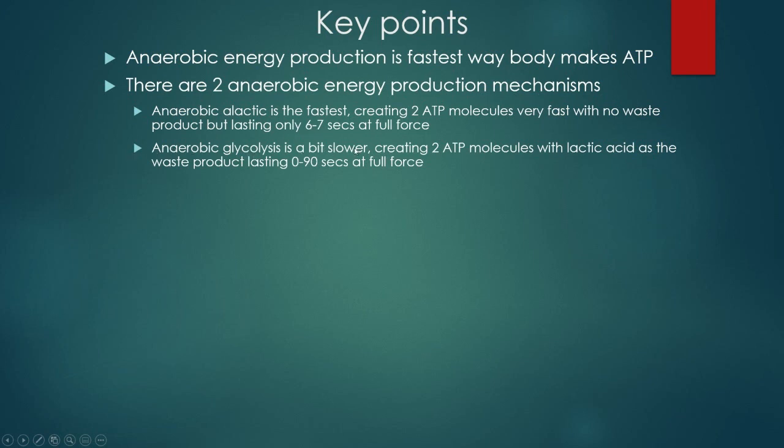Anaerobic glycolysis is a bit slower, creating 2 ATP molecules with lactic acid as the waste product, lasting up to 90 seconds, say, at full force, right? That's the reason why you can't do a full 800 just focusing on your anaerobic system. Even the fastest men in the world have to go over 140 seconds, which is why the 800 is still considered a middle distance race, but more than half of the energy is coming from the aerobic system.